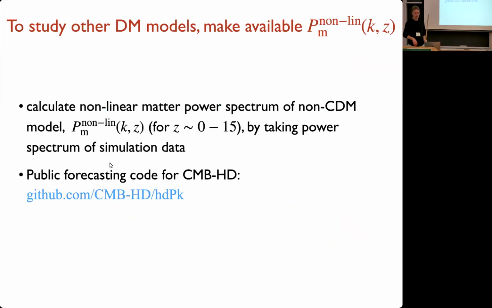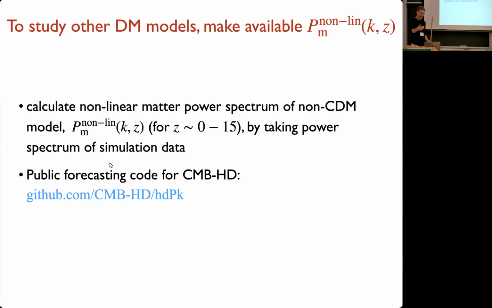And what we really would want, this goes back to the workshop question, is what are some of the outputs that people want to constrain alternate dark matter models. What would be needed for this probe is that you would want to make available the nonlinear matter power spectrum, as a function of k and z, for z ranging from about 0 to 15. And at 15, you really want to see, of course, that it goes back to the linear power spectrum. This should be doable if you take your simulation output from whatever model you have and you just calculate the power spectrum.